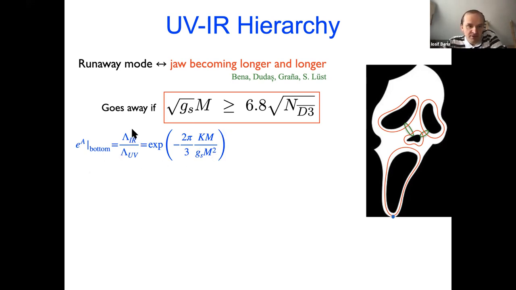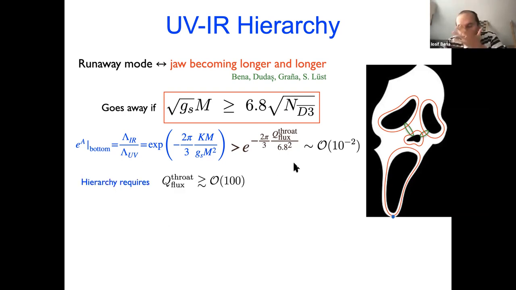And what you can show is that the hierarchy is known. It's given by e to the 2 pi K over 3 g_s M. You multiply by an M and an M here, and you find in the denominator this ugly term, which is again the square of this guy of ours. The number of anti-D3 branes has to be 1. You cannot have like 1/15th of an anti-D3 brane. And therefore, KM is the flux in the throat of the Klebanov-Strassler geometry. So this hierarchy basically becomes the flux in the throat divided by 6.8 squared. And this has to be bigger than 1%. That's basically the list of the hierarchy you can construct, and KKLT is actually even smaller.